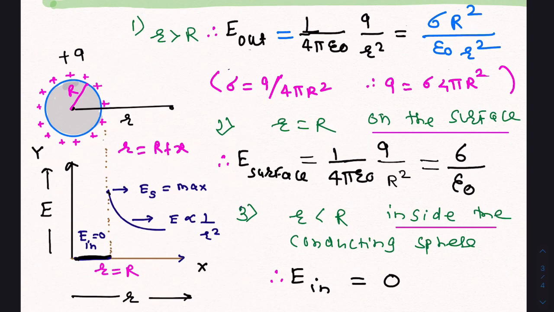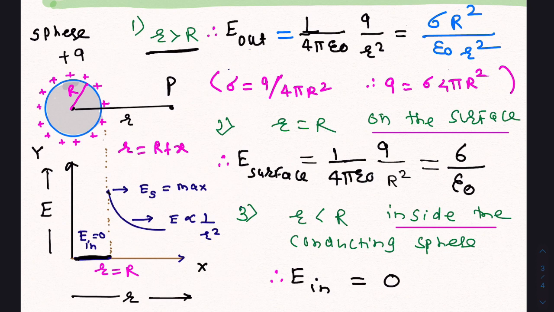Shortcut. Suppose this is a uniformly charged sphere. Then what is the electric field intensity at an outside point P? r is greater than R. E out is 1 by 4 pi epsilon 0 q by r square. Put q equal to sigma into 4 pi R square. We get sigma R square by epsilon 0 r square. Then what is the electric field intensity on the surface? Put small r equal to capital R. We get 1 by 4 pi epsilon 0 q by capital R square. In this equation, R square cancels, giving sigma by epsilon 0.